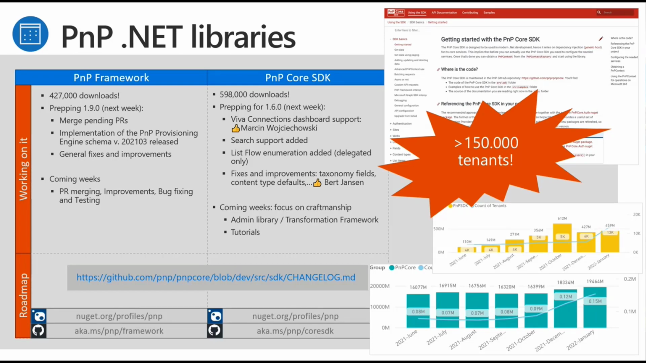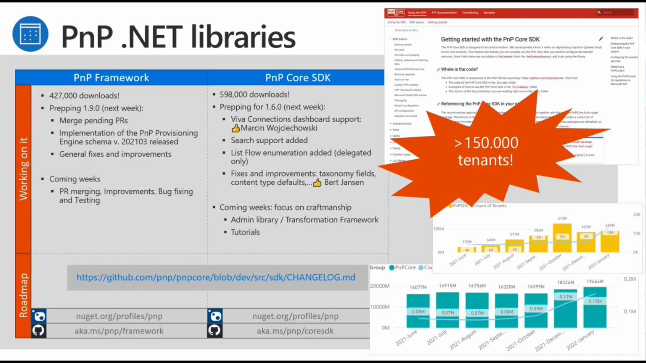And one of the things there is support for Viva connections. So PnP Core SDK allows you to read your dashboard, add cards to the dashboard, configure cards. The same thing that you do with pages and web parts, you can do now with the Viva connections dashboard and cards. Furthermore, we have search support. So the search API has been wrapped and you can do a search. You can do search filtering, search refinements. All these things are possible in a typed manner. You get back typed objects. So really easy to use.